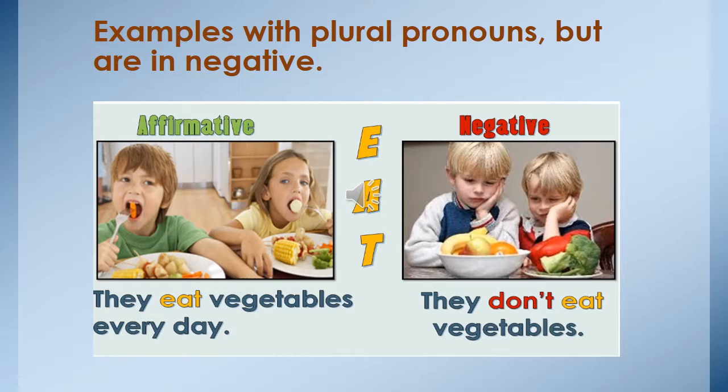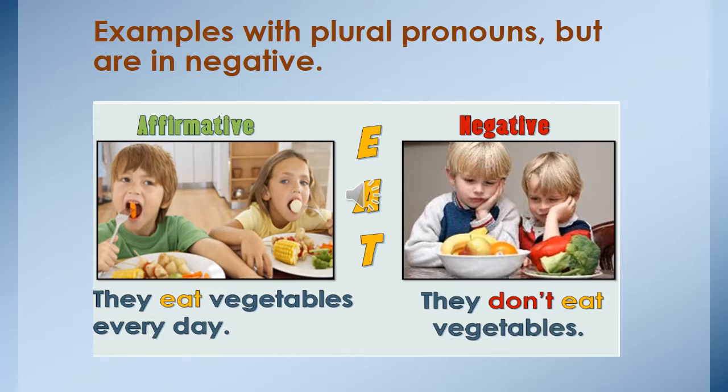Now, examples with the plural pronouns, but in negative. Affirmative and negative. You can see on the left the examples in affirmative, and on the right you can see the examples in negative. Okay, they have vegetables every day. They don't eat vegetables.